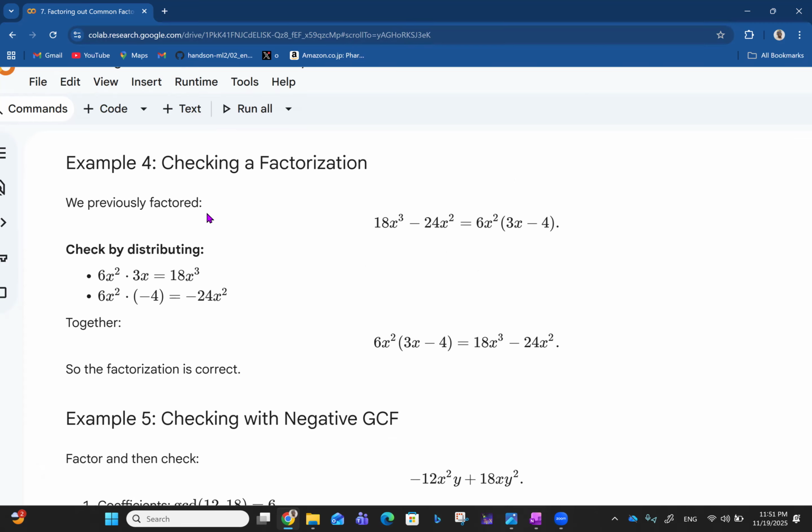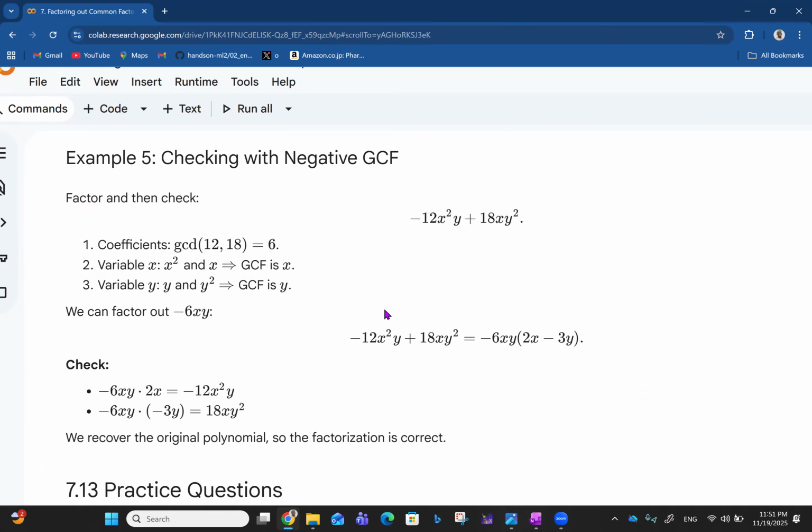Checking the factorization. We previously factored 18x cubed minus 24x squared to be 6x squared into 3x minus 4, right? If you want to check if what you did is correct, multiply this again to see if you get back what you had. So checking by distribution, 6x squared times 3x is 18x cubed. Then 6x squared times minus 4 is minus 24x squared. So now you're back at where you started. So we are good. The factorization that you did was actually correct.